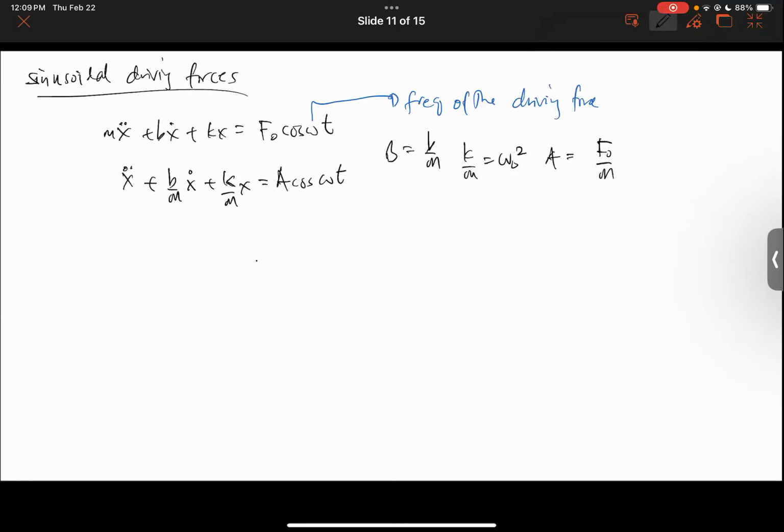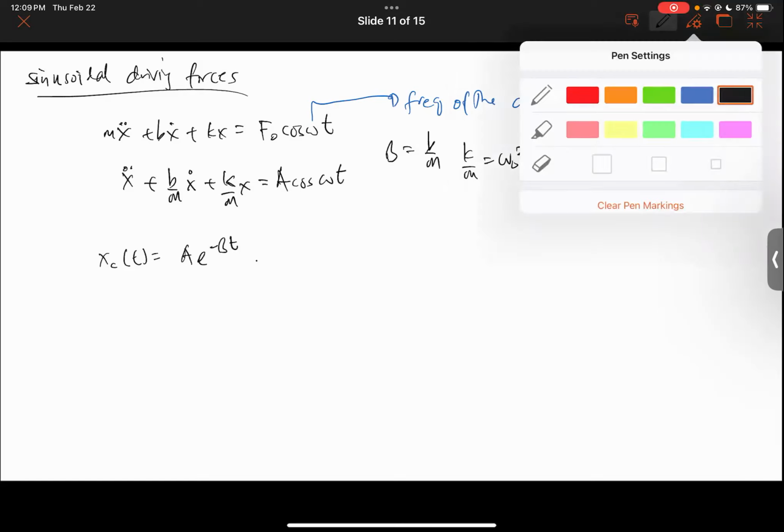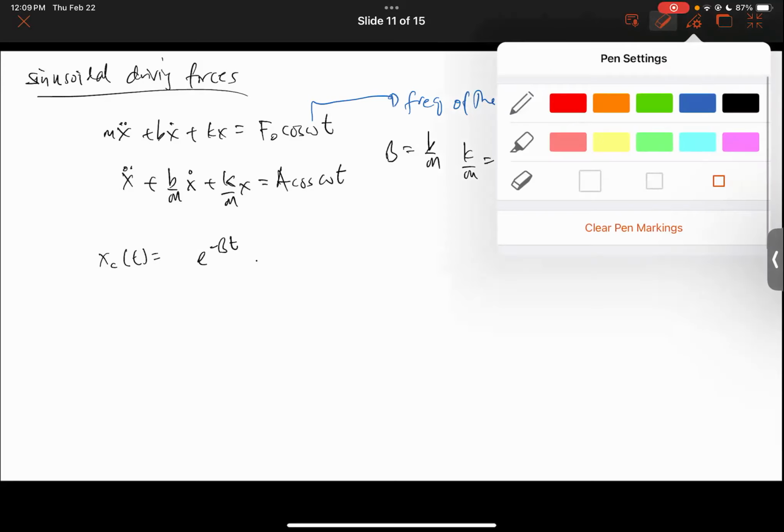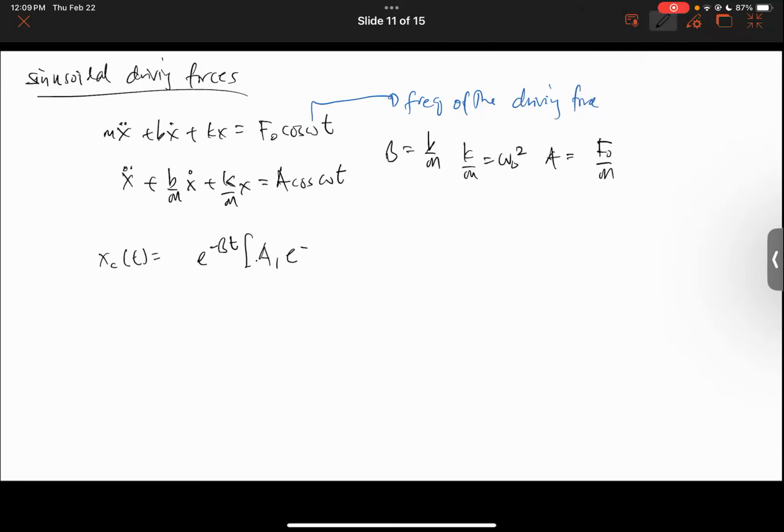Okay, so we have two solutions dito. Paano natin ginagawa ito sa 1-to-1? So first, kinukuha nyo muna yung solution na kung saan zero yung right-hand side, di ba? And that's the complementary solution, the complementary function. And we already know what that is. Okay, so that's exponential minus beta t, times a1 exponential omega 1t plus a2 exponential minus omega 1 t. Okay, na kung saan yung omega 1 ay equal sa square root ng beta squared minus omega naught squared.